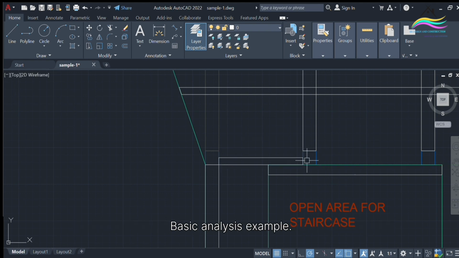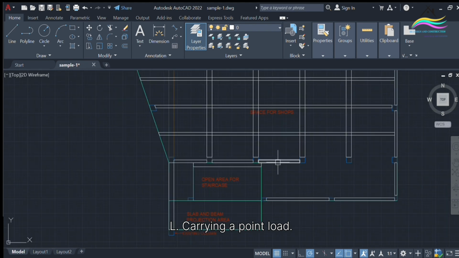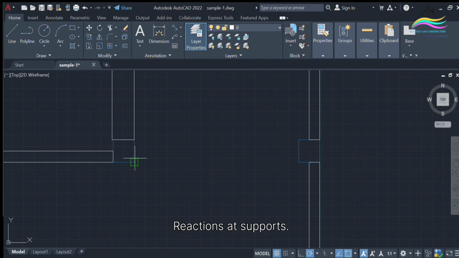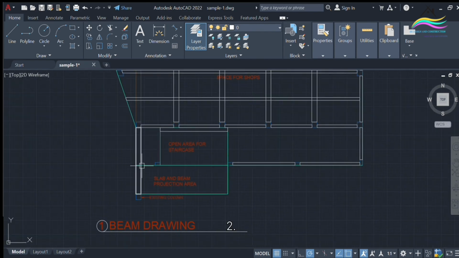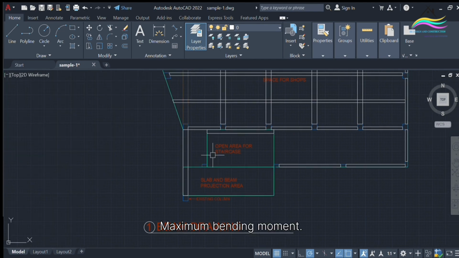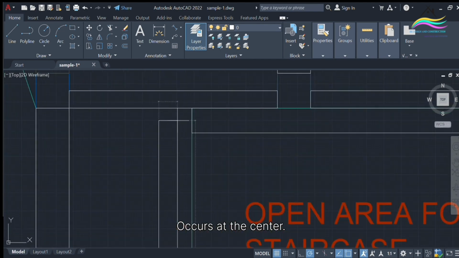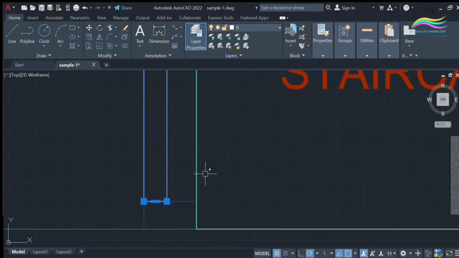Basic analysis example. For a simply supported beam of length L, carrying a point load P at the center. Reactions at supports: each support carries P/2. Maximum bending moment occurs at the center. M max equals PL/4.